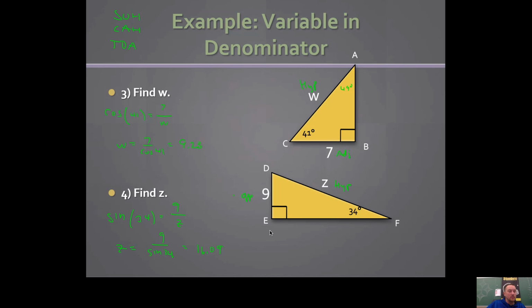That's our short leg. Now, if you didn't want to use this 34-degree angle, you could have used this 56-degree angle. But when you do that, this is now the adjacent, so you'd be using cosine. So I would do 9 divided by cosine of 56. That'll give me the same 16.09.